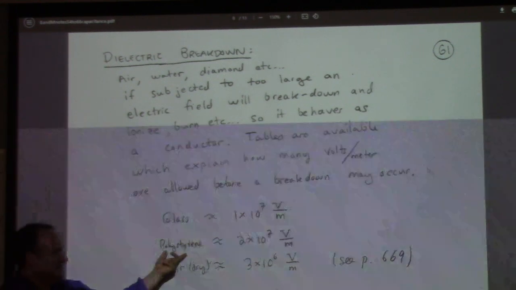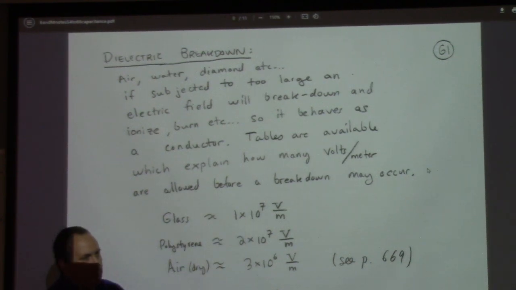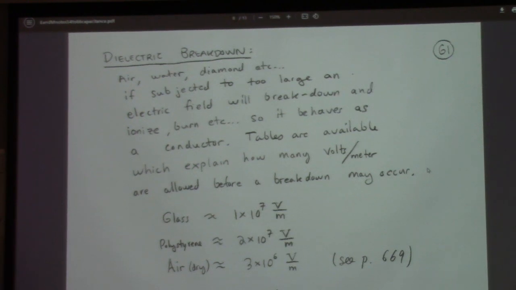Polystyrene, 2 million. Wait a minute, that's 10 million, isn't it? 10 million volts per meter. That's a lot. 20 million volts per meter. Dry air, about 3 million volts per meter. So if you have two people holding wires, and one is 3 million volts different than the other, as long as they don't get closer than a meter, it shouldn't really be a problem. Unless the air is too humid, and then it could be a problem.